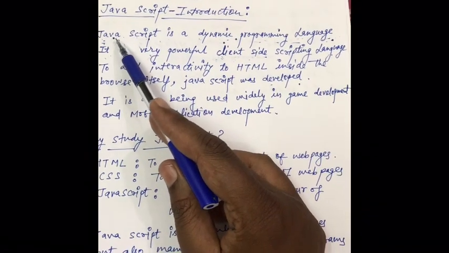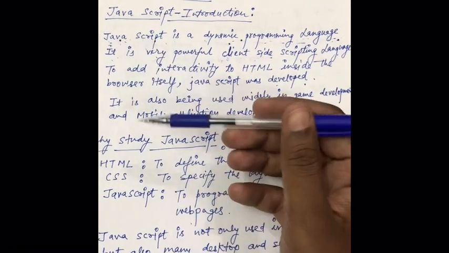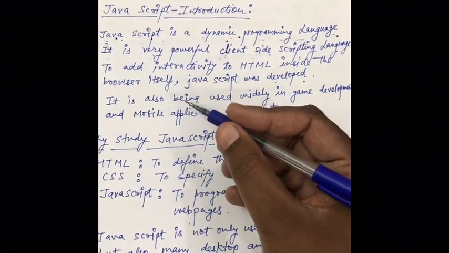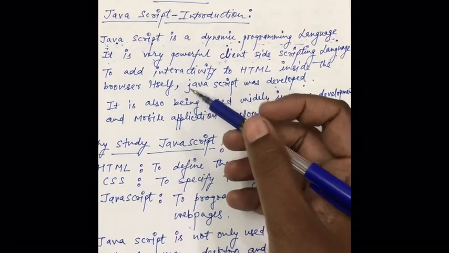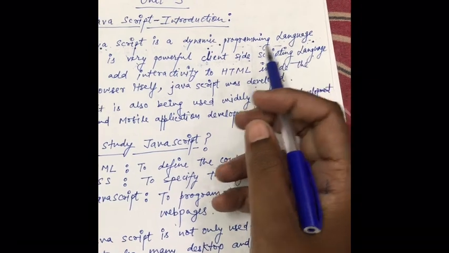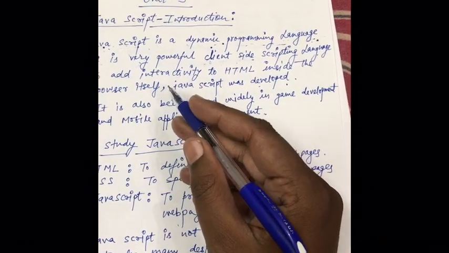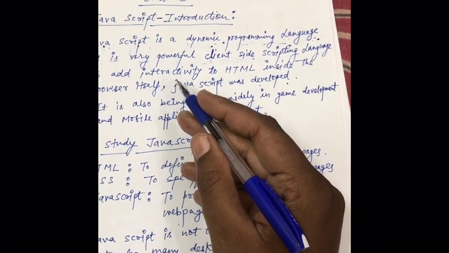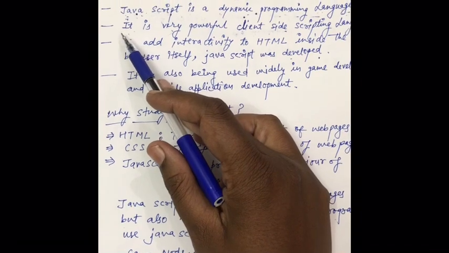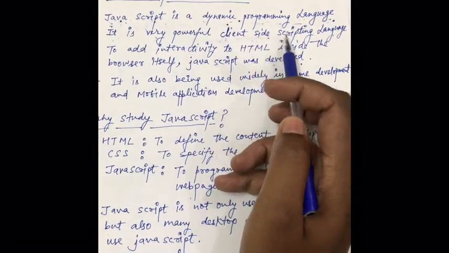The first point is JavaScript is a dynamic programming language. Whatever we have seen before, like HTML and CSS, was static. Whereas JavaScript is a dynamic programming language. In a static programming language, web pages were not interactive, they do not react to events. Now let's come to the second point. It is a very powerful client side scripting language.